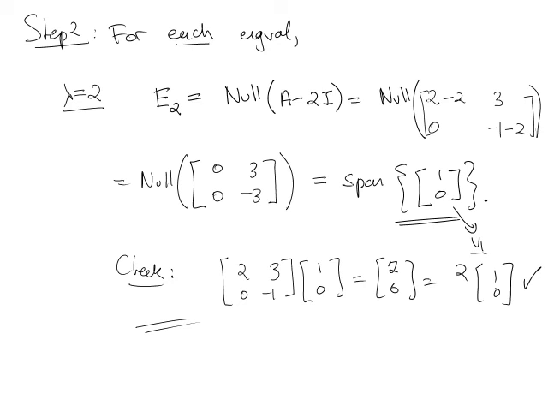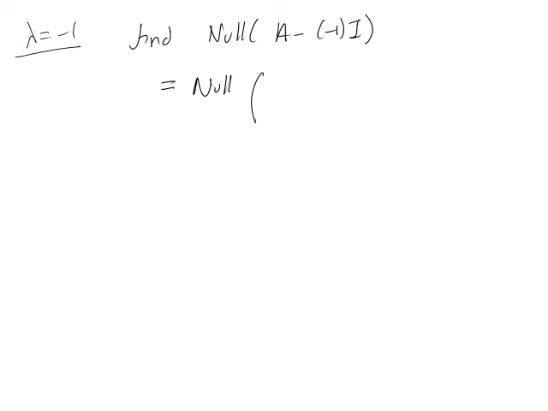But we're not done yet. We need to do the other eigenvalue. The other eigenvalue is lambda equals minus 1. Here I'm interested in the null space of A minus minus 1 times the identity, which is the null space of the matrix 3, 3, 0, 0.